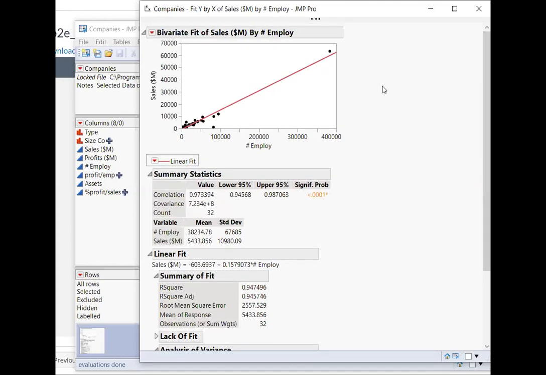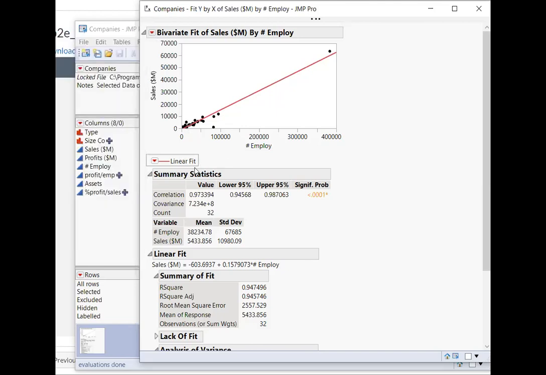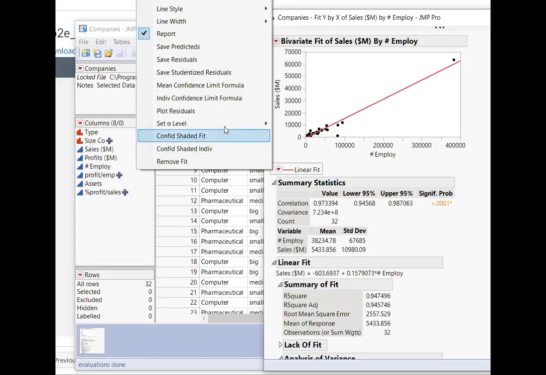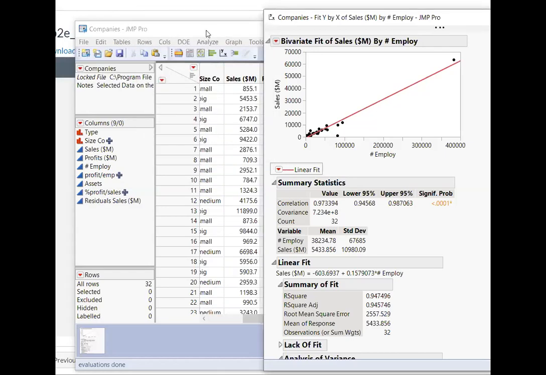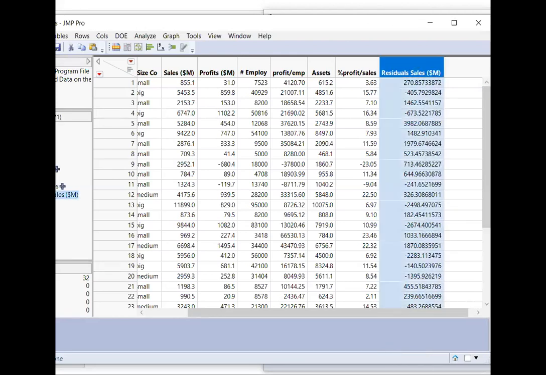To check those conditions, we need residual values. To find residual values and save them and explore what's happening there, on the rectangle of fit line, click. For you to see, I should go here and find residuals, save residuals. So we save residuals. What happens is residuals are being saved at the end of your data set, right there.